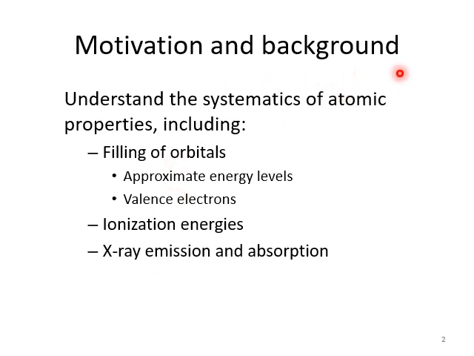Our motivation and background for this material is that we want to understand the systematics of the atomic properties and the periodic table. And those properties include how orbitals are filled, what the approximate energy levels for the orbitals might be, and the behavior of the outermost electrons, those in the highest energy orbitals. That would be related to ionization energies and electron affinity. So we're finally getting to the point where we're talking about chemistry a little bit.